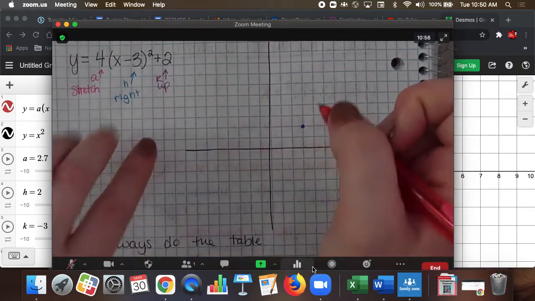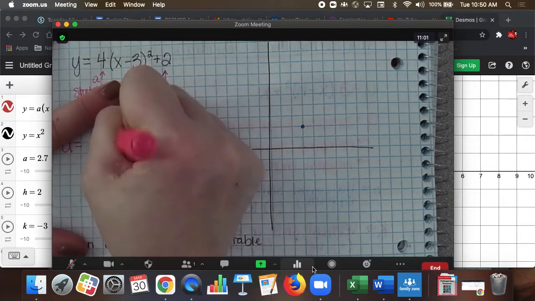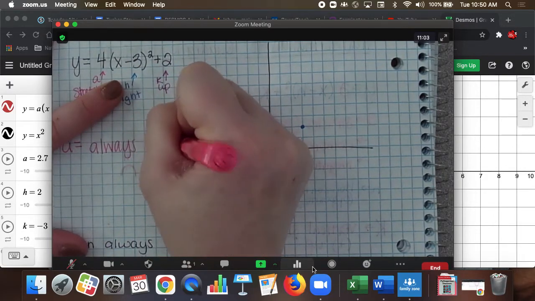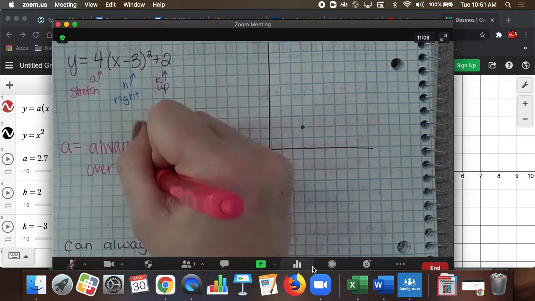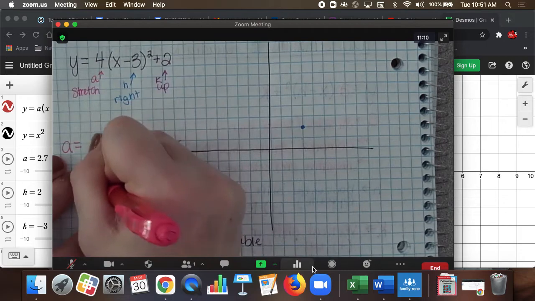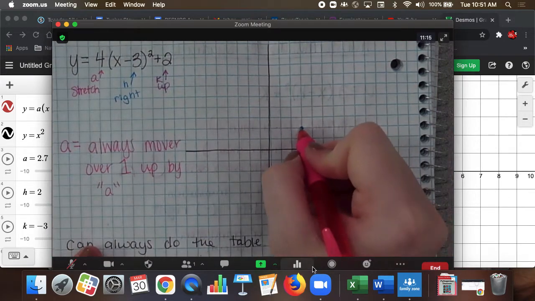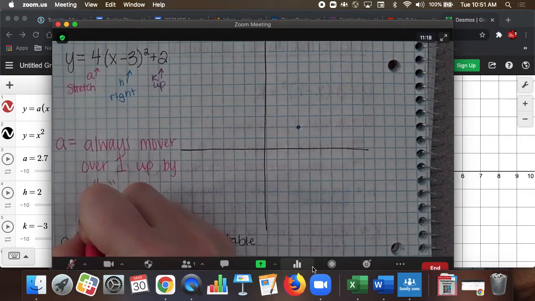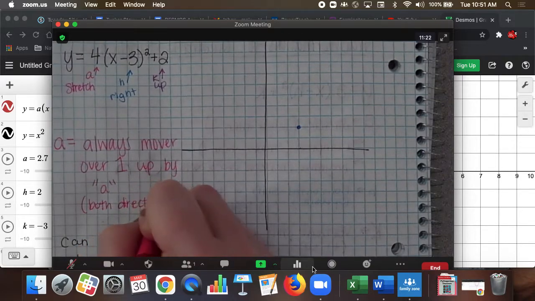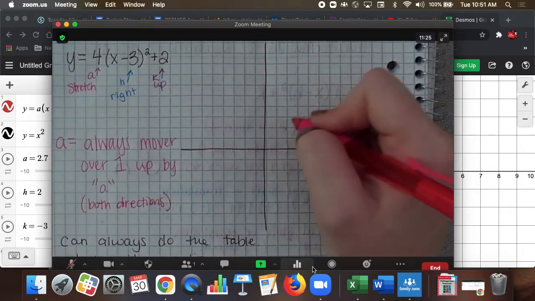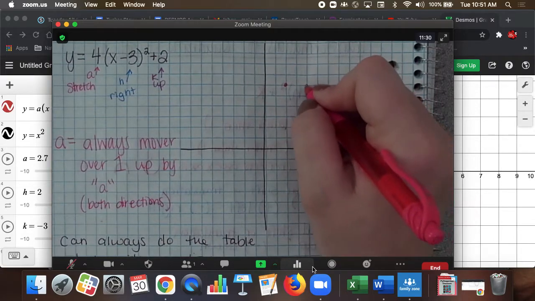Then our A. Always move over 1 and then up by A. And you probably want to highlight that, but so we're going to move over 1 in both directions. So move over 1 and then we're going to go up 4. 1, 2, 3, 4. Over 1, 1, 2, 3, 4.